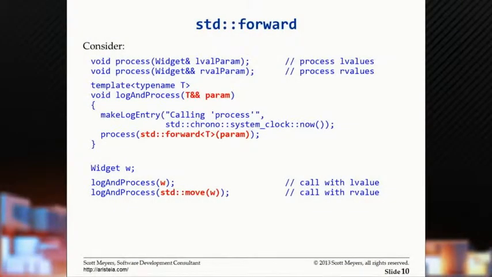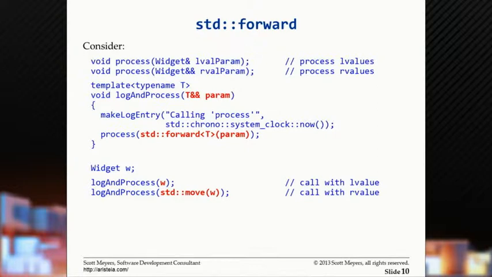But if we go back down to the bottom line, the calling code, on the very last line there, I'm actually passing an R value. So what I need to do is find a way to take the R value, which was passed into log and process, where it becomes an L value, because now it's the parameter called param. I have to convert it back to an R value so that the appropriate overload of process will be called. That's what standard forward does.